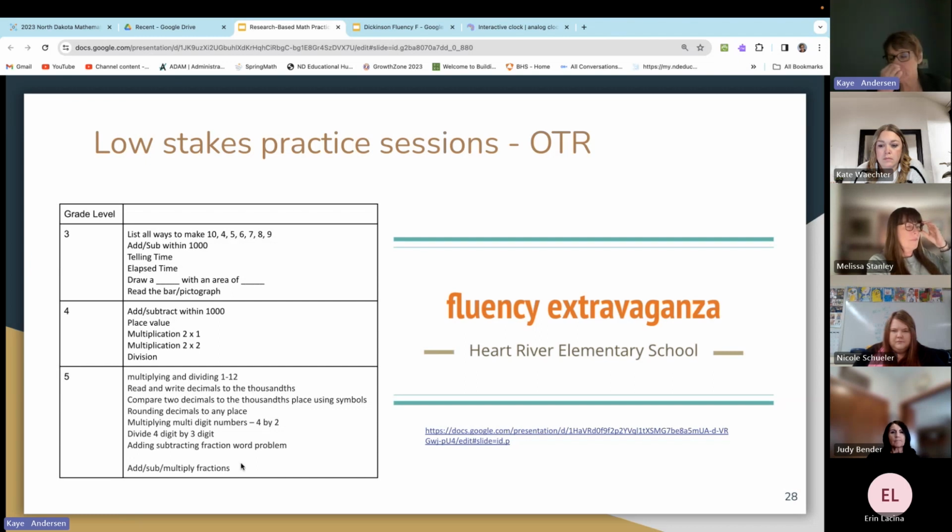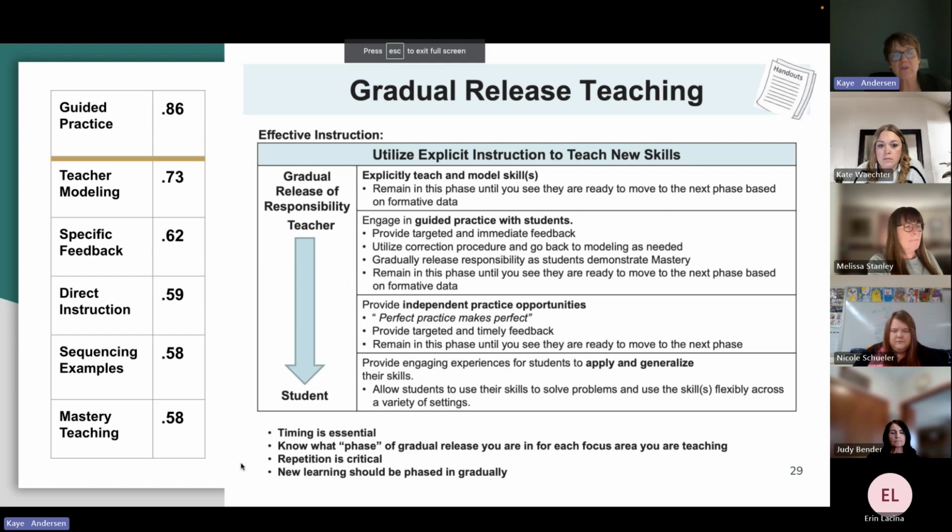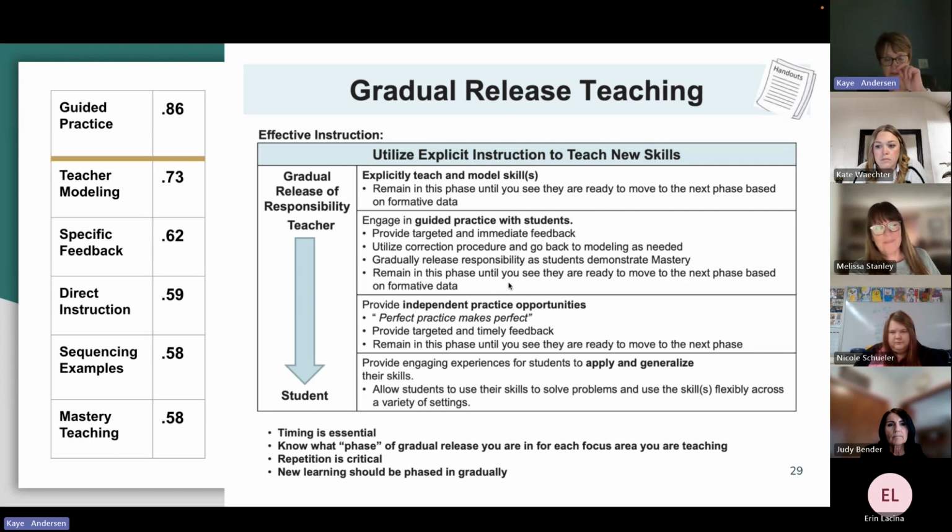It can be something we do in the middle of the class, whatever that looks like, or you think it needs to look like in your classroom. If we take a look back at the gradual release model that we've looked at before, this is multiple opportunities to practice. When we're in the guided instruction phase, remain in this phase until you see they're ready to move to the next phase based on formative data. That's exactly what we're talking about. They have multiple opportunities to respond, and we're looking at the formative data to see if they're ready to go.